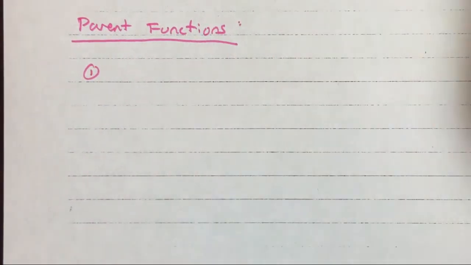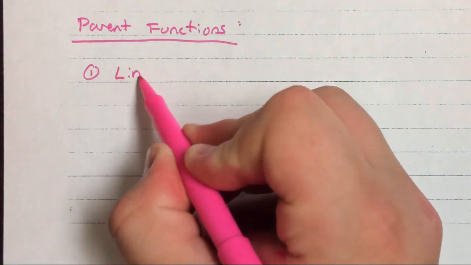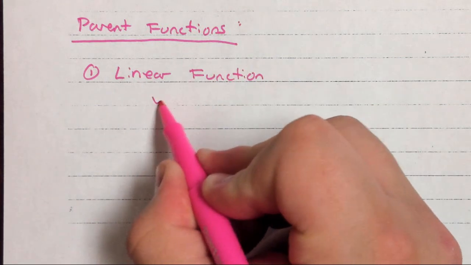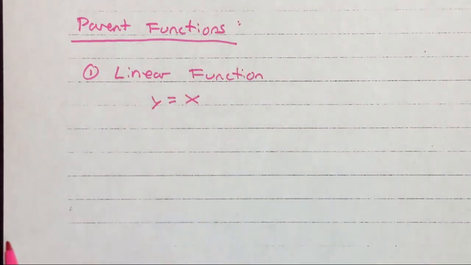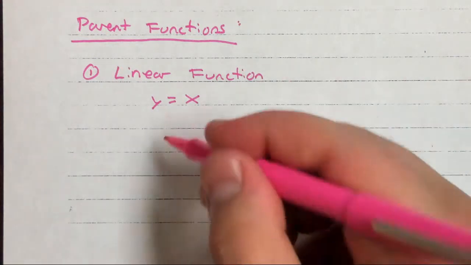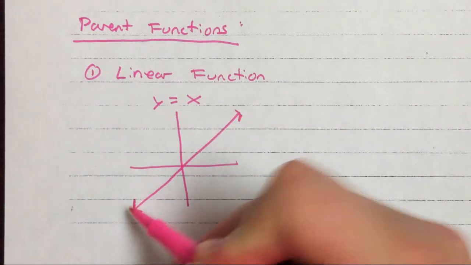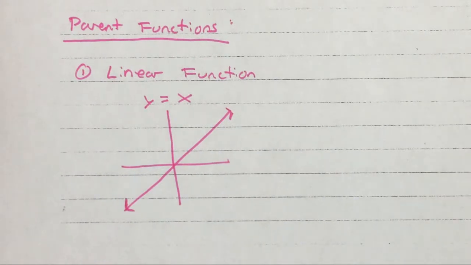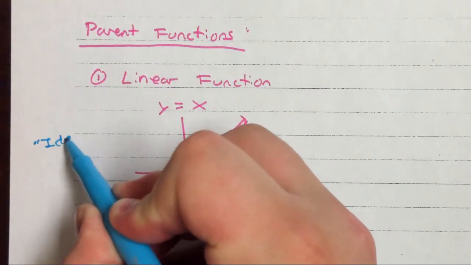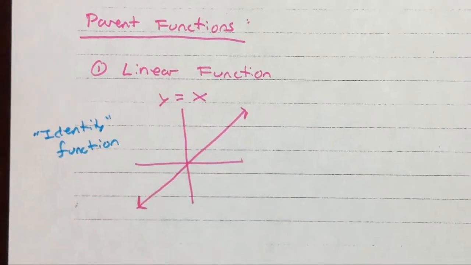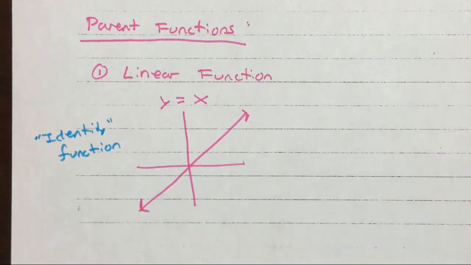The first type of function that we're working with in this class is a linear function. We already talked about that one. I haven't done too much graphing with them yet, but the most basic linear function we can have would be y equals x. And y equals x looks like a diagonal line straight through the origin. Another name for this linear function is the identity function, which is going to be important later on this week.